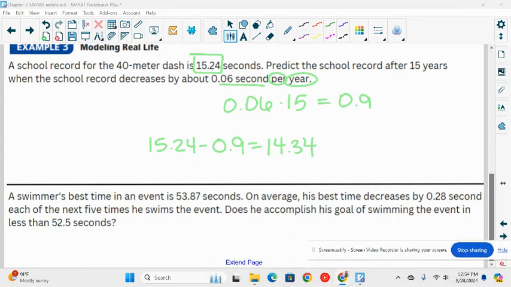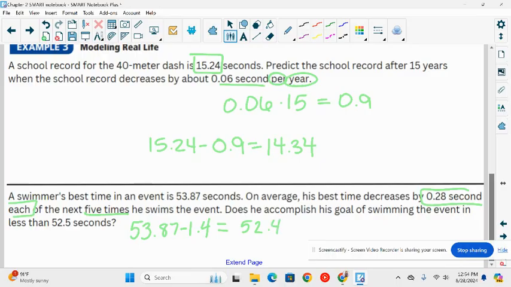Okay, so he's on the swim team, or a swimmer, it doesn't say his name, but a swimmer's time is 53.87 seconds. He's decreasing his time by what? 0.10 per what? Per swim, or each swim. But how many times did he swim? 5 times. So how much is he going to shave off his total time? 1.4 seconds. Okay, so his start time was this. He's shaved off that much, so what's his new time?